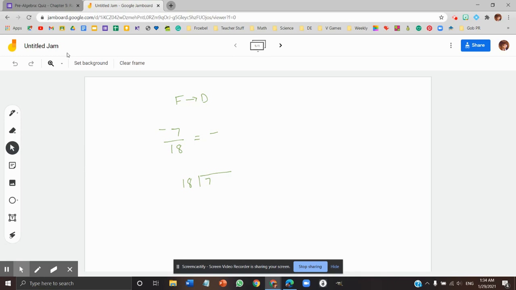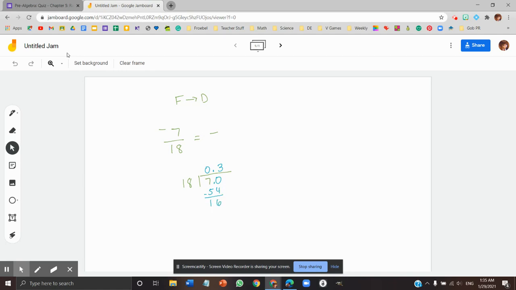Now I know that 18 doesn't fit in 7, so I have to add a 0. But if I add a 0, I have to put a decimal point. Okay, so how many times does 18 fit in 70? 3 times, right? And 3 times 18 is 54. I'm going to subtract that. That's going to give me 16.